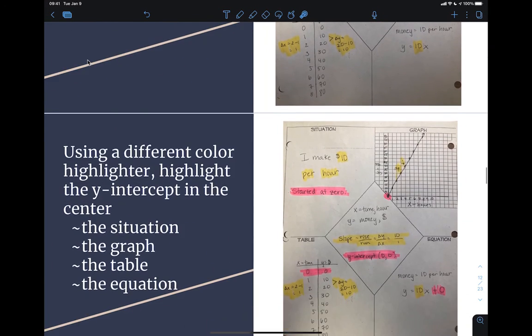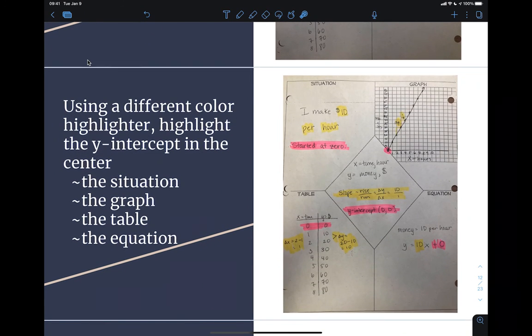Once you're done with that, let's go and highlight the y-intercept. Y-intercept might be a little tricky, but I highlighted it pink. It's super simple to see in the graph. It's at the point 0, 0. It's super simple to see in our table. I see it at 0, 0. I had to add that we started at $0 to make it work with our situation, but that makes sense for this job. I had to add +0 because we can add +0 to anything. Please make sure you have this highlighted in a different color now.